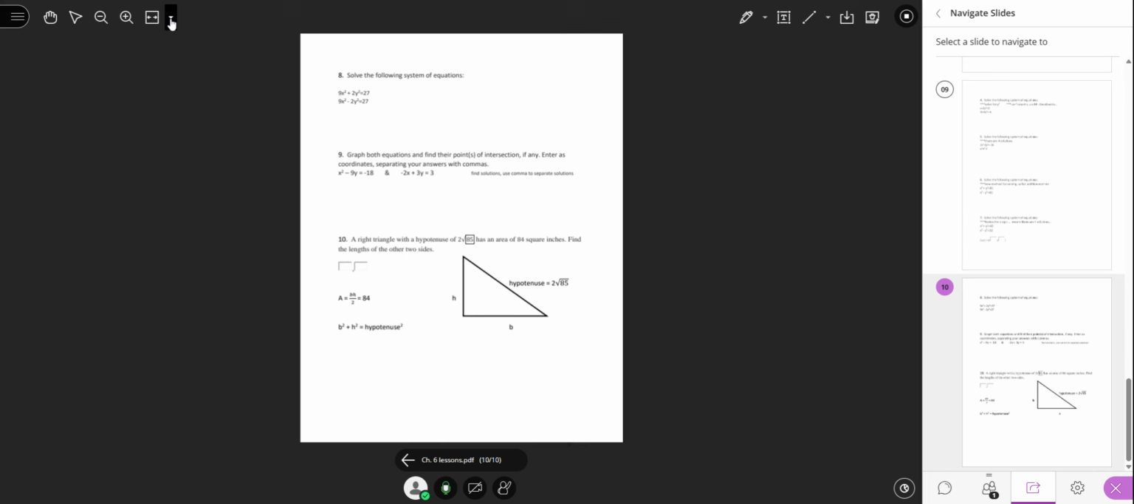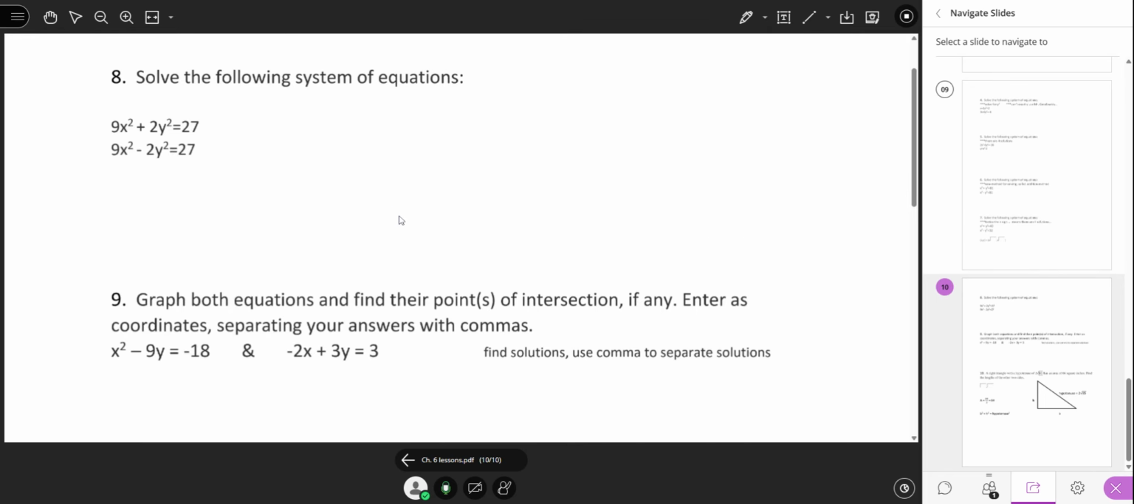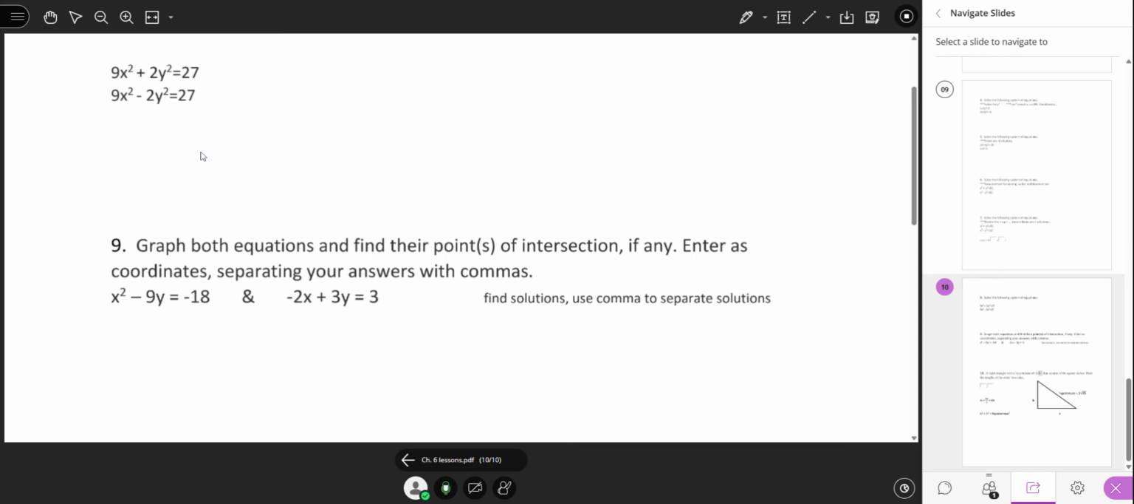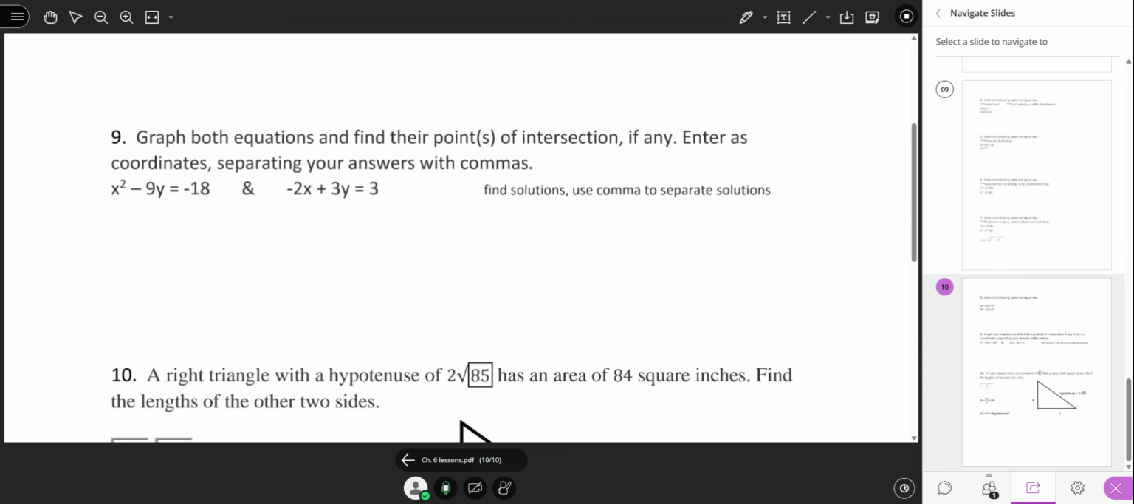Now, I'm not going to put in number 8 because I want to get to number 9 and 10. Graph both, find their points of intersection. Point or points of intersection. So, x squared minus 9y equals negative 18. Negative 2x plus 3y equals 3. All right?